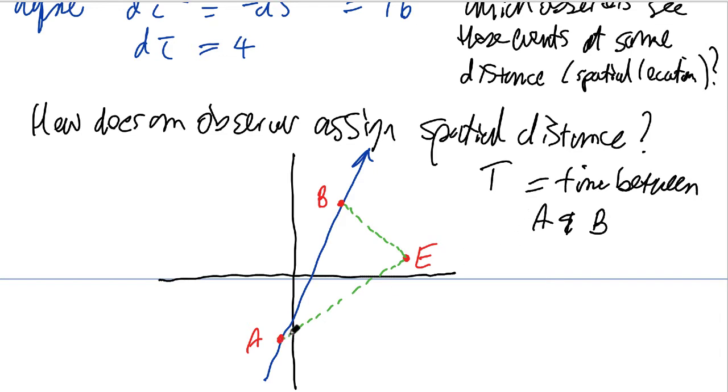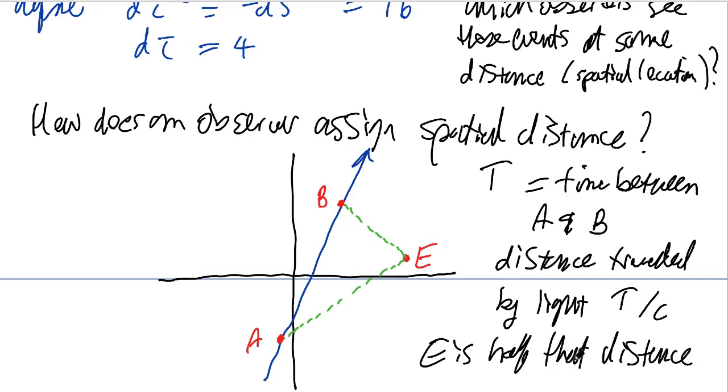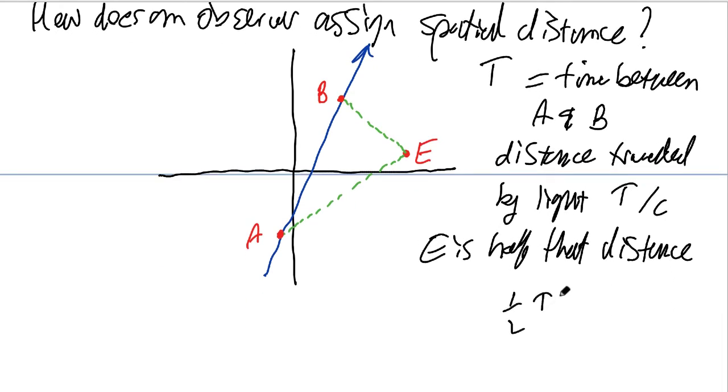Now, the light ray travels out at speed c and comes back at speed c. So the total distance traveled by the light is T times c. So this event must be half of that distance. So in other words, 1/2 c T. And this is how the observer assigns a distance to the event.